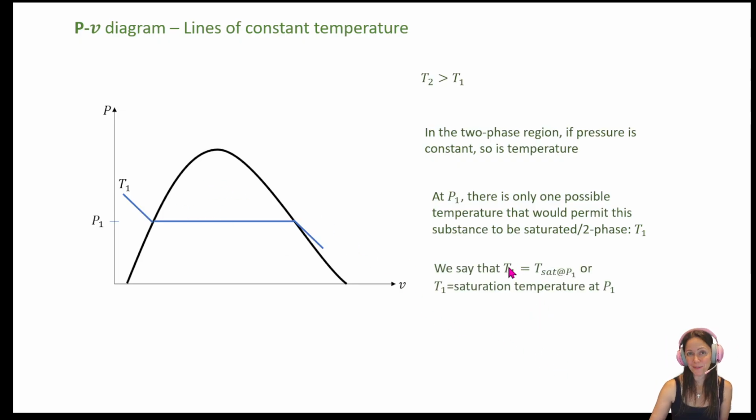So we call that temperature a special name. It's our saturation temperature at a given pressure. So we'll say Tsat at P1. But this pressure right here is the saturation pressure. It is the pressure at which we will boil or condense. Well, not we personally, but our substance here. It is the temperature at which that substance will boil or condense if we're at this pressure P1.